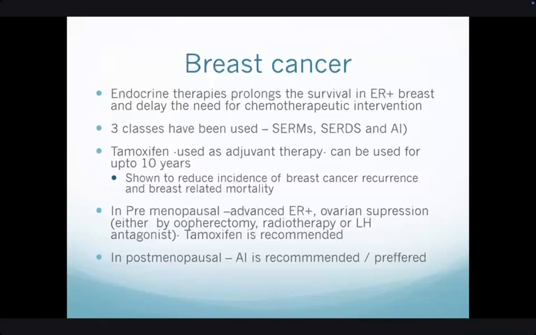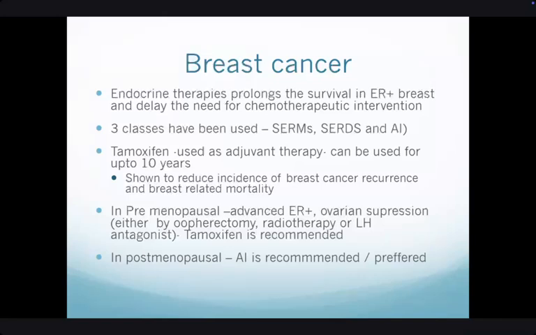Then we touch a bit on breast cancer. Endocrine therapies prolong the survival of estrogen receptor positive patients and delay the need for chemotherapeutic intervention. So three classes have been used, which are the SERMs, the SERDs, and the aromatase inhibitors. Tamoxifen is used as an adjunct therapy and can be used for up to 10 years.